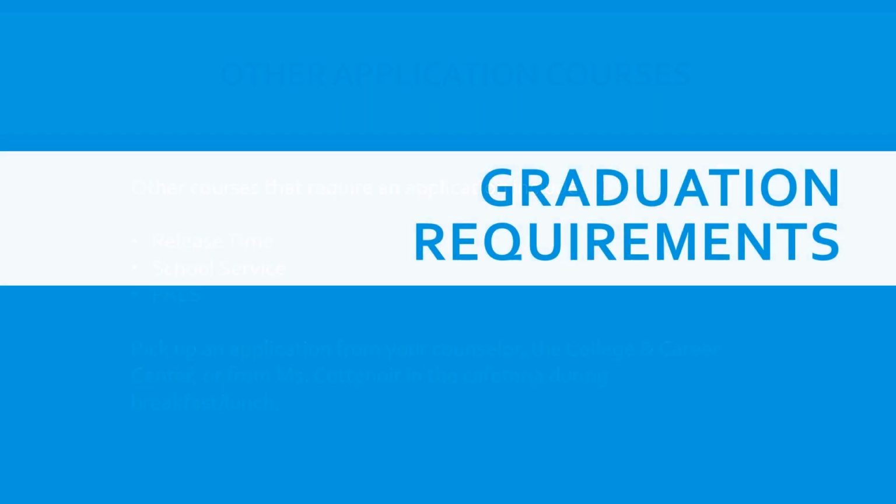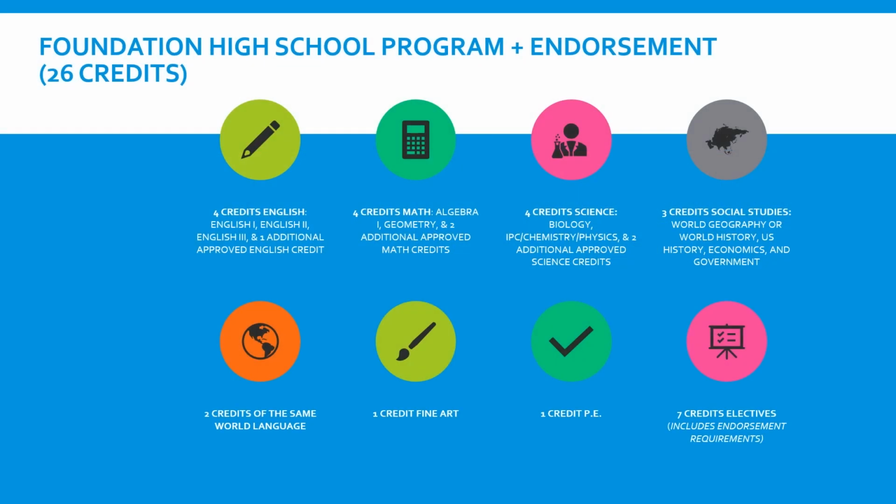And now, a quick recap of the graduation requirements. Be sure that classes you select meet your graduation requirements. Remember, you need 26 credits to graduate: 4 English, 4 math, 4 science, and 3 social studies, 2 world language and culture, 1 fine art, 1 PE, and 7 elective credits.